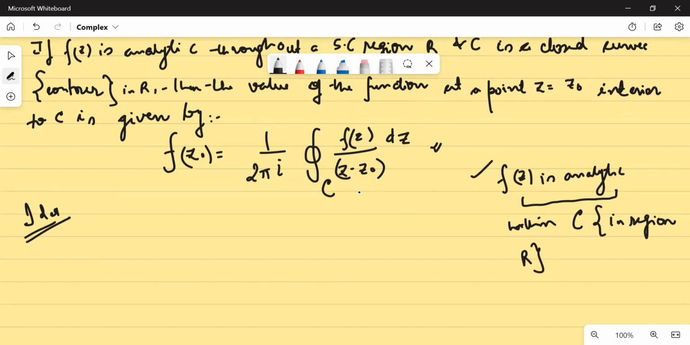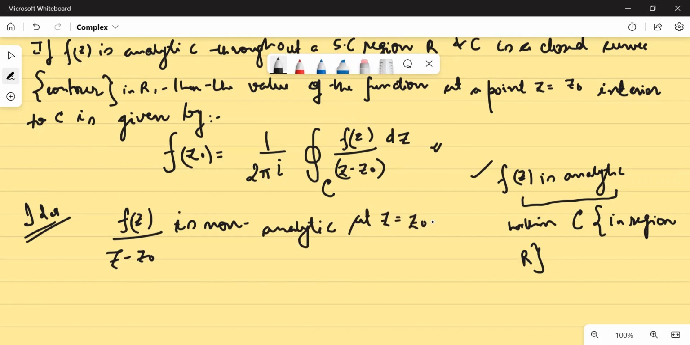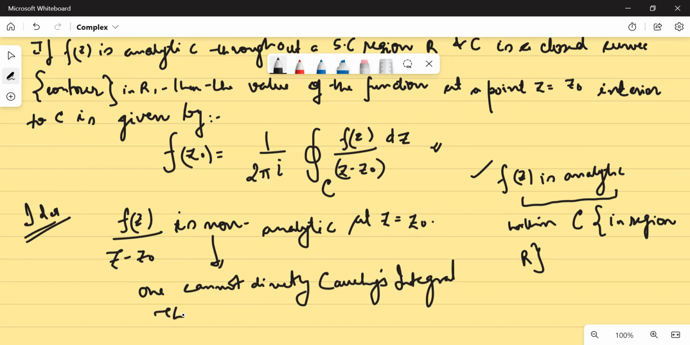But what about f(z) upon (z minus z naught)? It is clearly non-analytic at z equal to z naught. Yes or no? This is clearly understood. So one cannot directly apply Cauchy's integral theorem, right? Cauchy's integral theorem is only applicable for a simply connected region where the function is analytic.